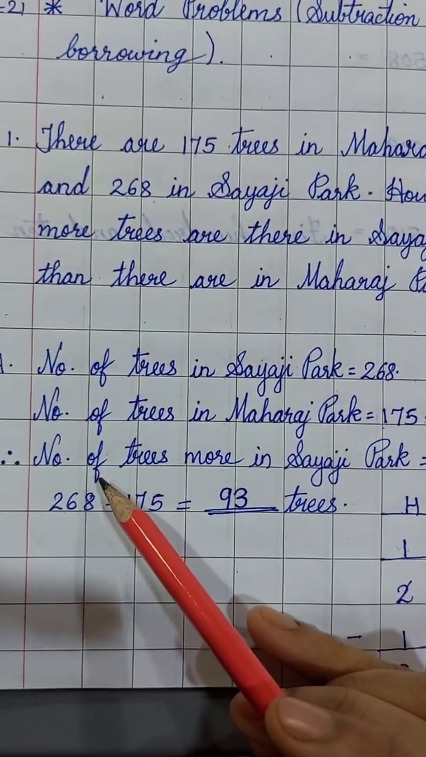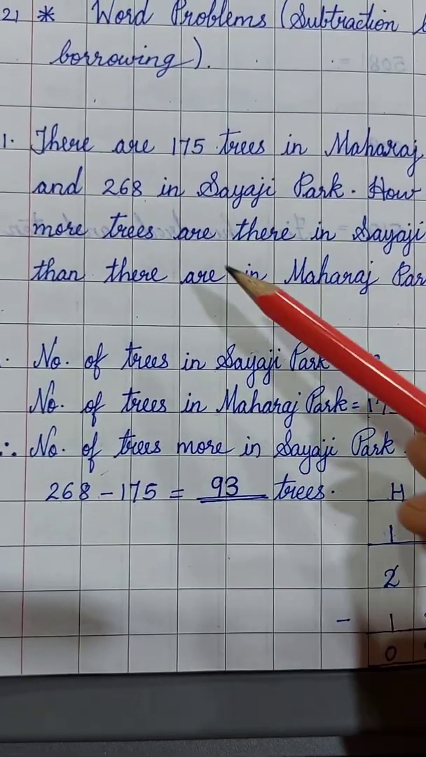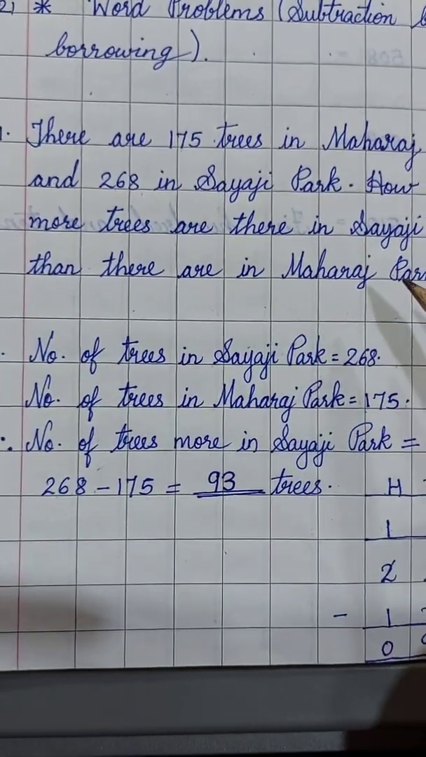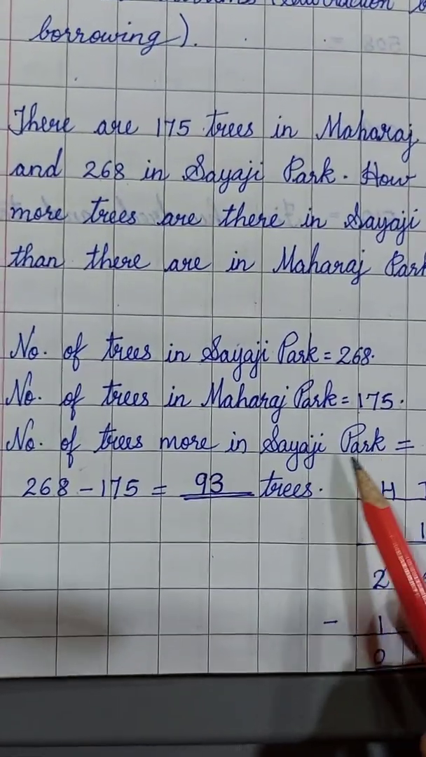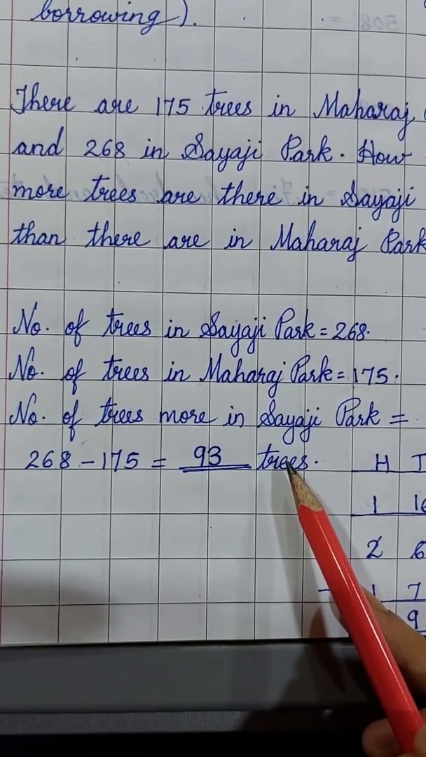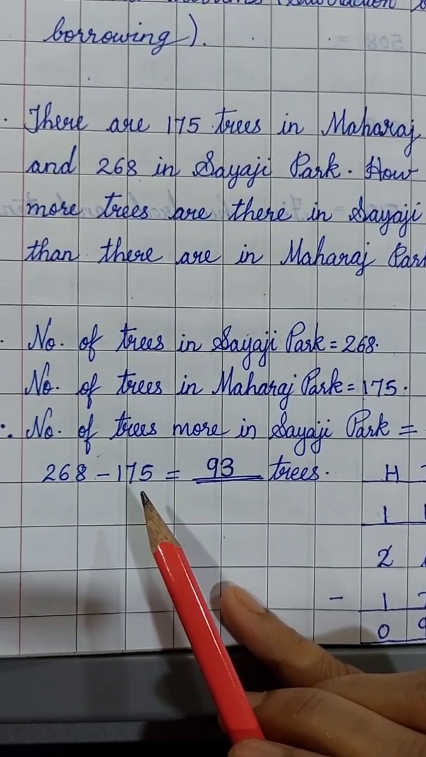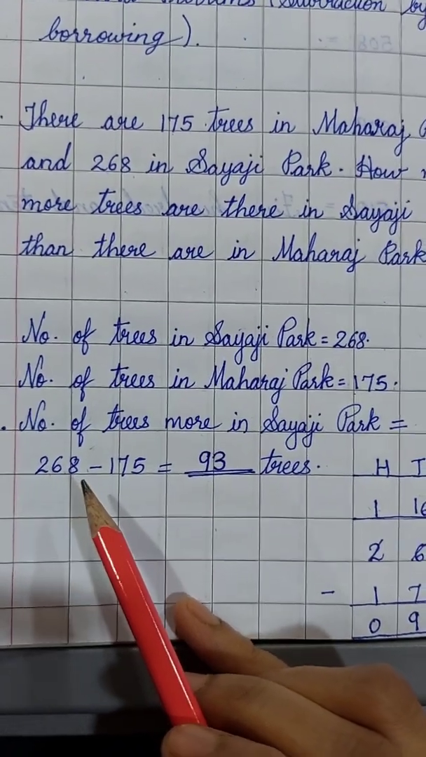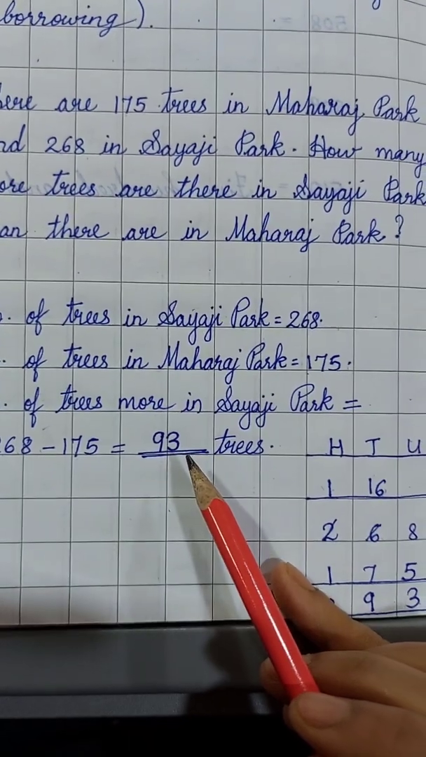And then the last statement is the third statement, based on the question. So, how many more trees are there in Sayaji Park than there are in Maharaj Park? So here you will write: number of trees more in Sayaji Park. How will you get the answer? Yes, when you subtract the number of trees in Maharaj Park from the number of trees in Sayaji Park. So 268 minus 175, and that gives you 93.